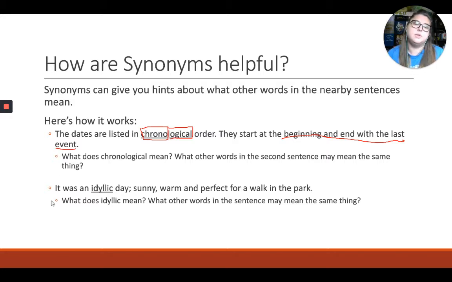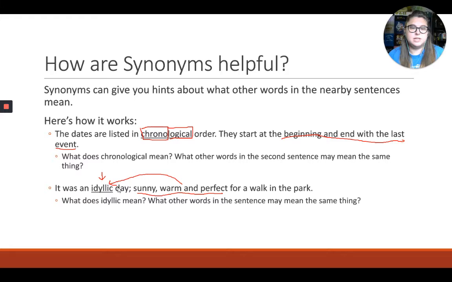So let's do the same thing with the second sentence. It was an idyllic day, sunny, warm, and perfect for a walk in the park. Then I need to figure out what idyllic means. So I'm going to look for other clues in the sentence. Well, I see that the day is sunny, warm, and perfect for a walk in the park. I think these might be good examples for what idyllic means.